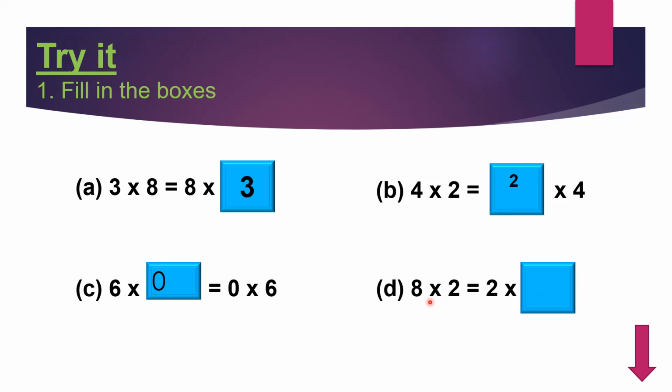Understand, students, why? Because 4 times 2, 8. 2 times 4, 8. So they are equal. So the same. Okay, so 8 times 2 equals 2 times 8. The same as this. 6 times 0 equals 0 times 6. They are equal. Okay, next.